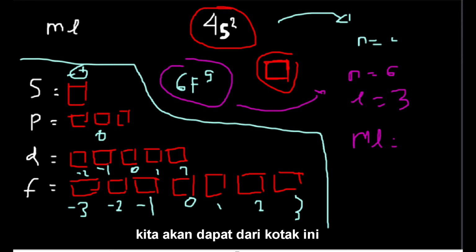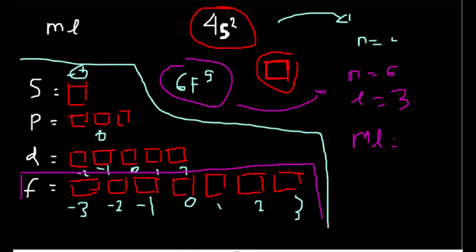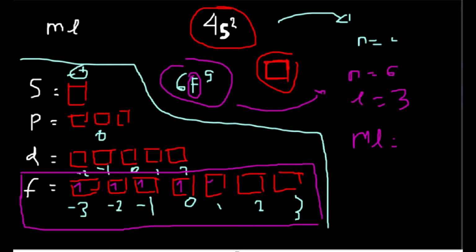we can find it from these boxes here, because these are the ones you should really be focusing on, because this is the F, and it says here F. Remember, there are 9 electrons. First of all, you should really input the ones pointing up first. So there's going to be 1, 2, 3, 4, 5, 6, 7, 8, 9. Okay, so the ML would be -2.